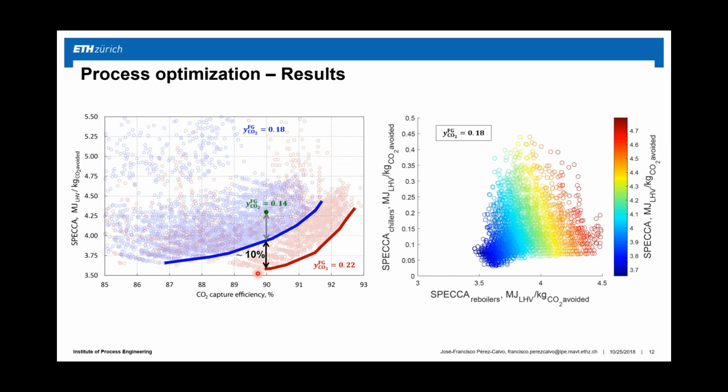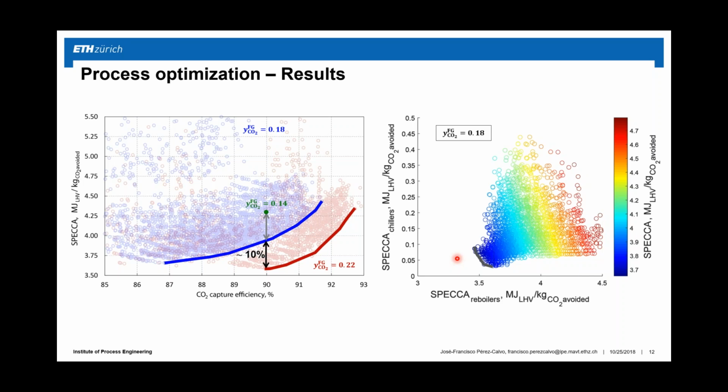Here we show the same results for the case in which we have 18% of CO2 in the inlet flue gas, plotting the contribution to the SPECA by the chillers versus the contribution to the SPECA by the reboilers of the process. Again, each point represents one simulation performed at a different set of operating conditions, and the color code gives the total value of the SPECA. Here we find as well a Pareto in which if we want to decrease the contribution to the SPECA by the reboilers, we'll have to increase the contribution to the SPECA by the chillers.